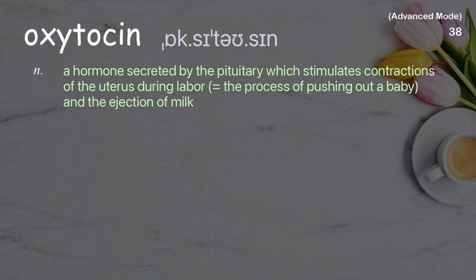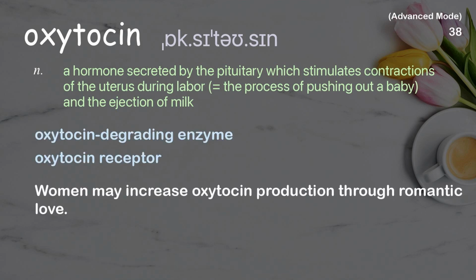Oxytocin. A hormone secreted by the pituitary which stimulates contractions of the uterus during labor, equals the process of pushing out a baby, and the ejection of milk. Examples: Oxytocin degrading enzyme. Oxytocin receptor. Women may increase oxytocin production through romantic love.